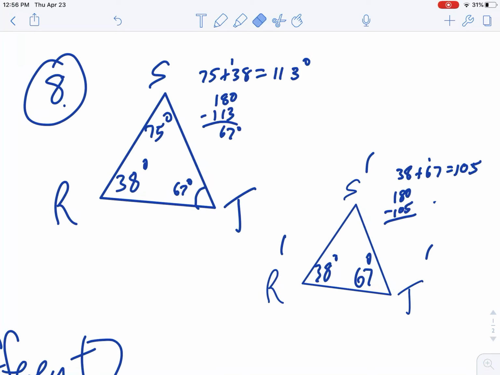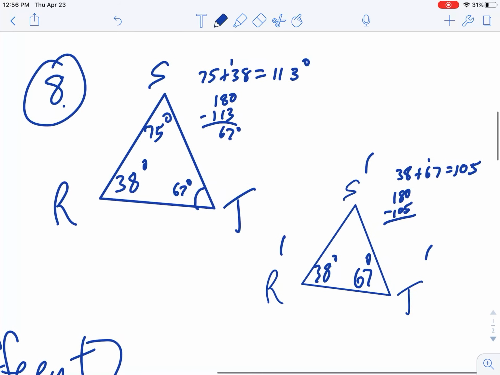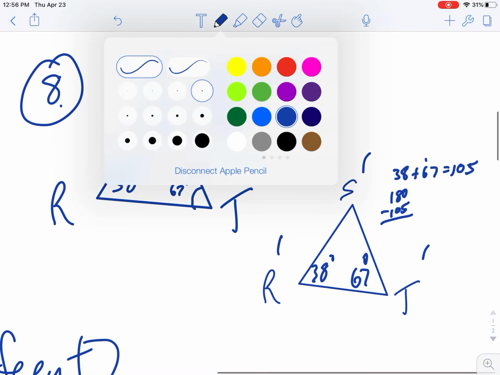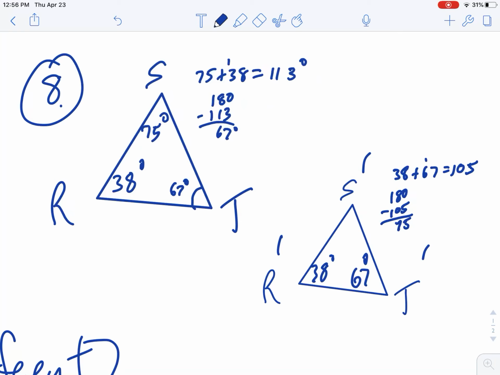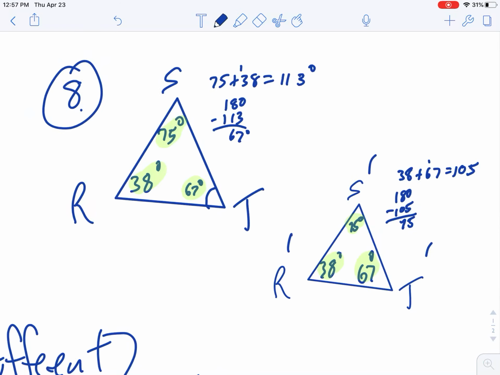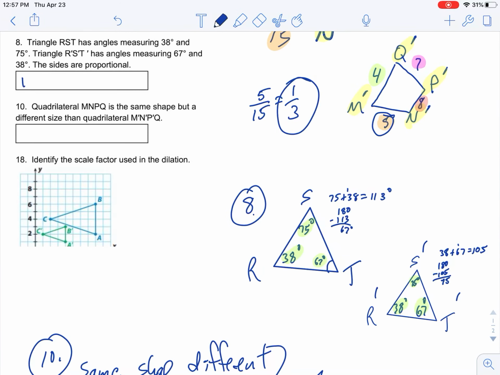All right, so anyway, 180 minus 105 is 75. So this angle works out to be 75 degrees. So now if you look at it, those angles are the same. So number 8 is going to be, yes, they are dilations. All angle pairs are equal, or something to that effect.